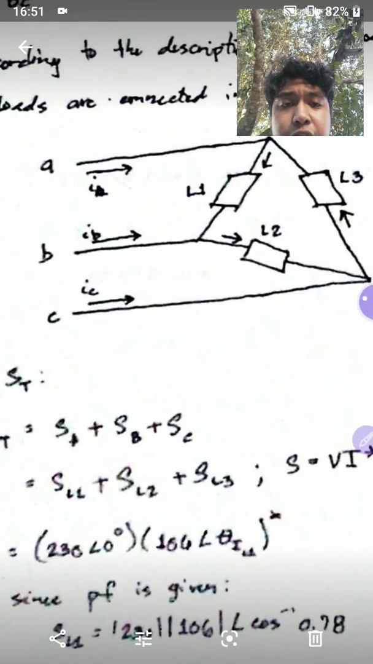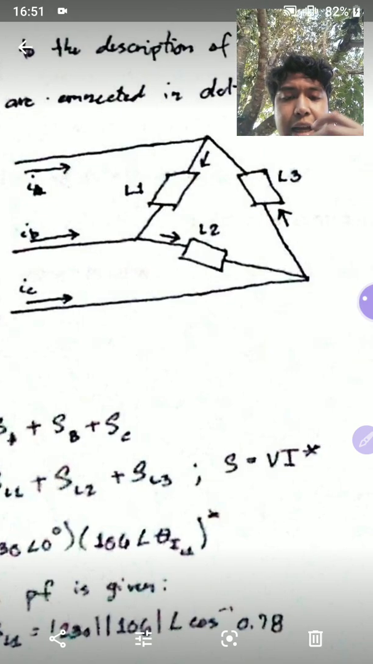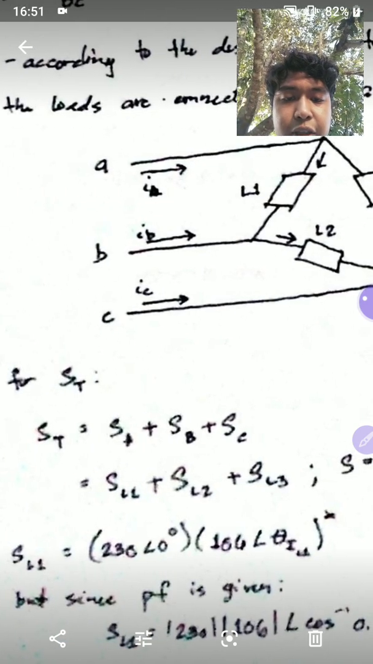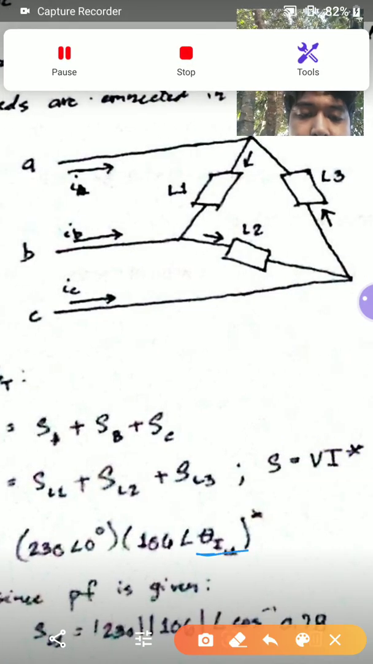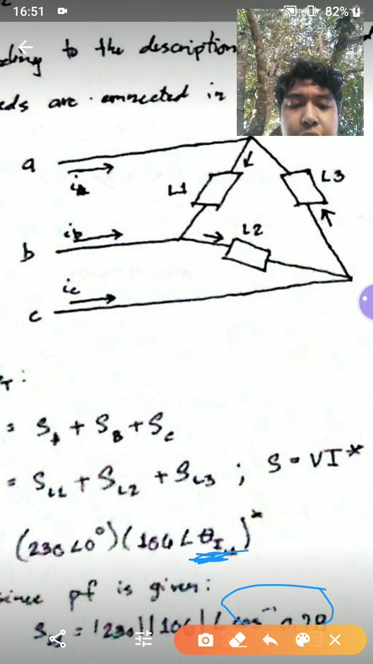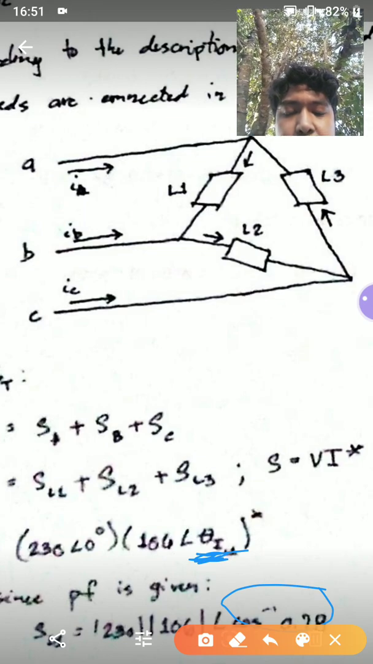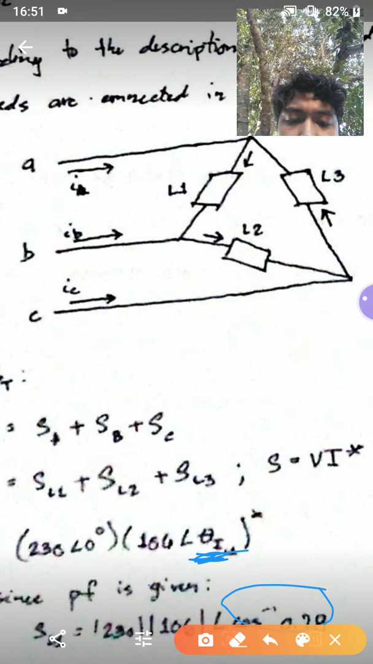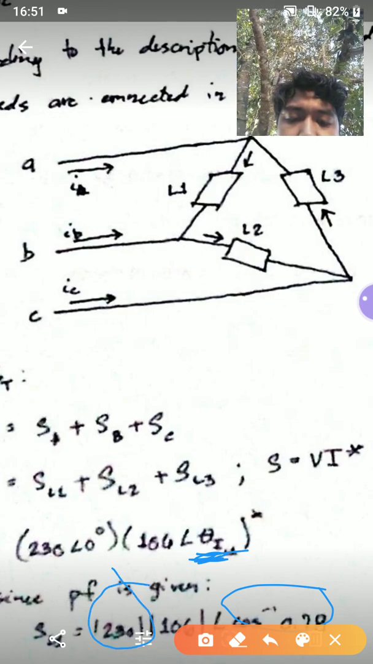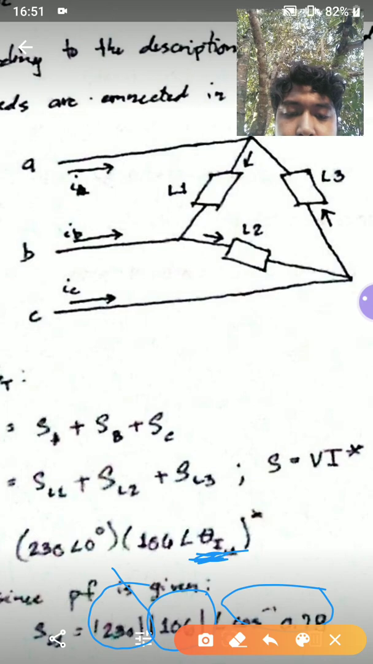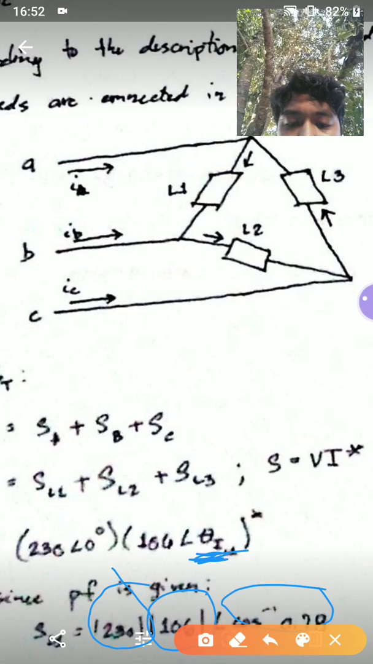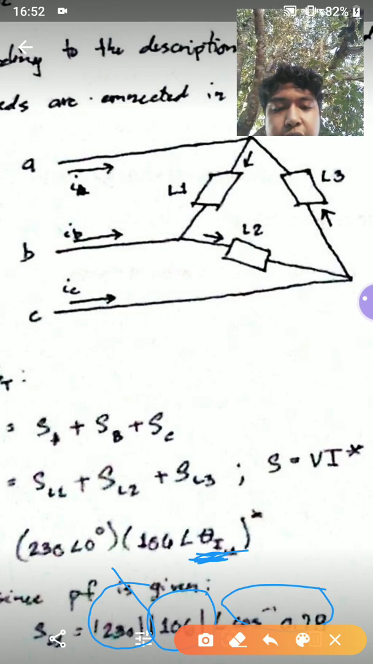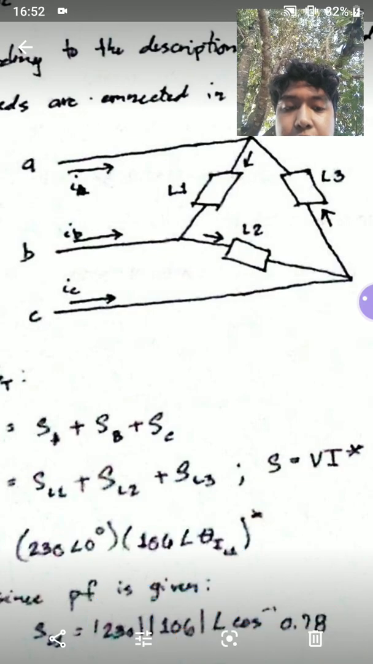Therefore, from that power factor itself, we can already get the angle of the apparent power. So we don't really need to solve for this theta, because you can already get the angle of S as the arc cosine of 0.78. What you'll be needing is just the magnitude of the voltage and the magnitude of the current, which is 230 and 106. So the S at load 1 would be 230 times 106 angle arc cosine of 0.78.